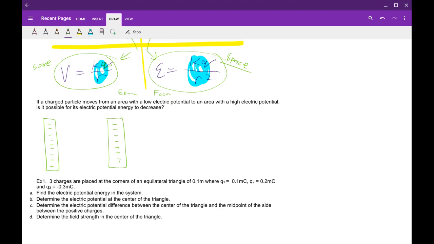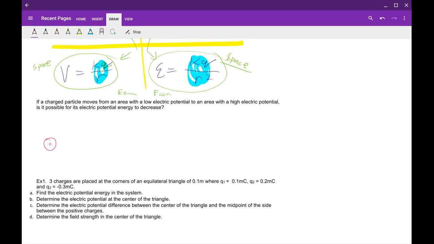Let's just say we've got a uniform field. No, I'm going to do this with a single charged particle. All right, I'm going to do it like this. Let's say I've got a positive particle here.